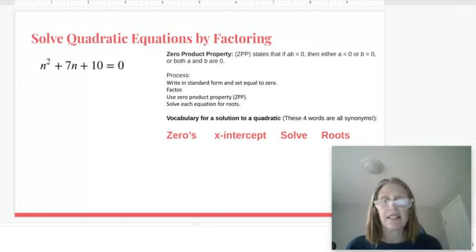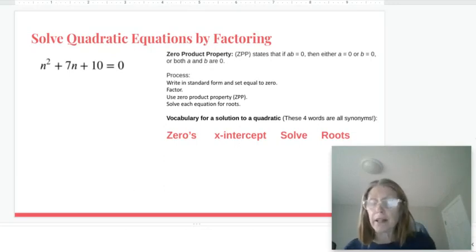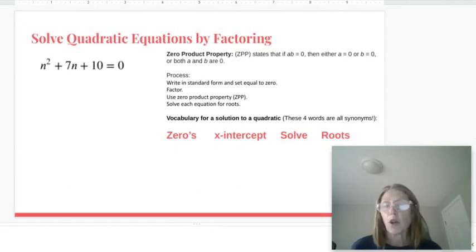This is our second strategy we're looking at for solving quadratic equations, and it's based on factoring, which is a great review from last week's deck assignment. So after you factor, you're going to use something called zero product property. I abbreviate that ZPP to solve for the solutions to a quadratic function.